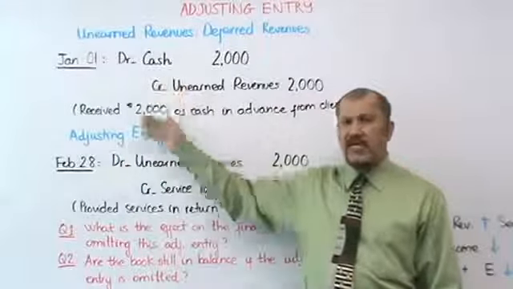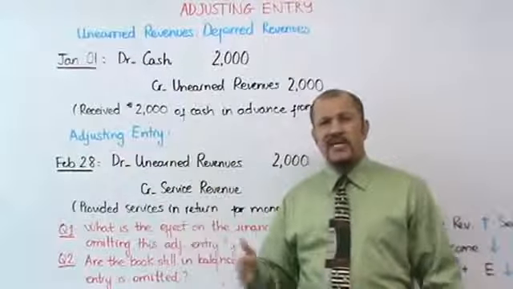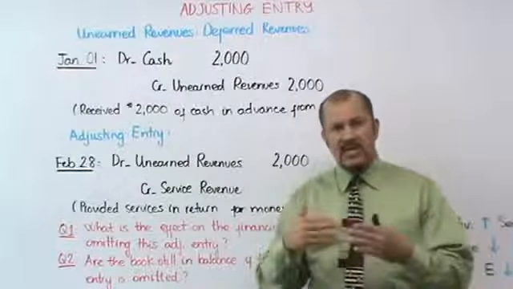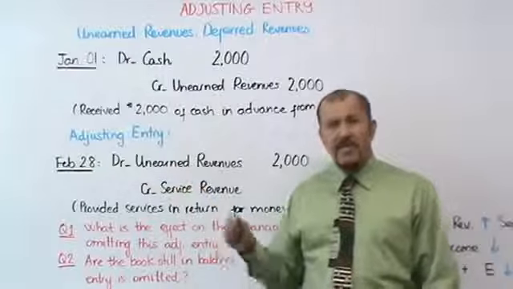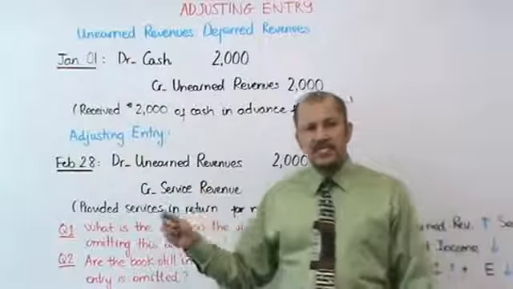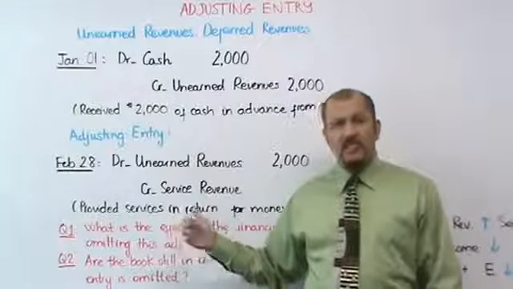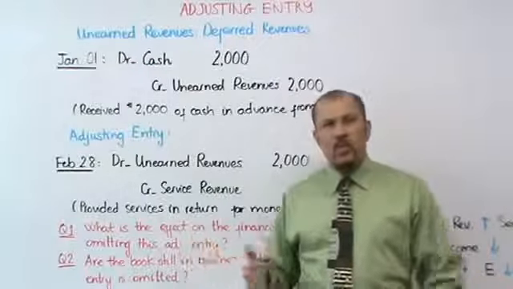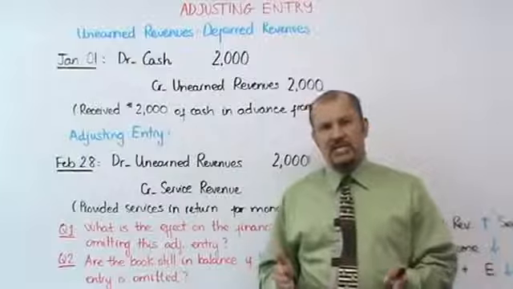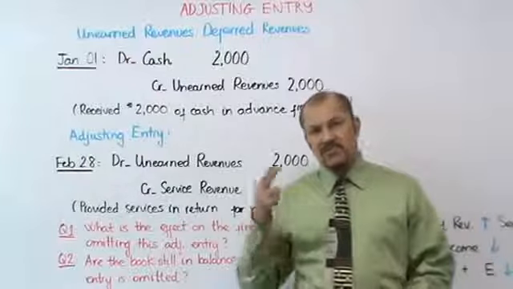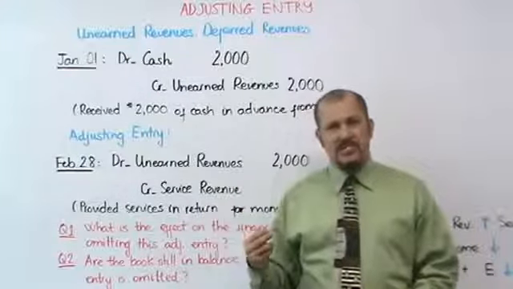Now let's fast forward to next month. This was in January. Next month, during the month of February, he starts the work and finishes it all in February. So if this is the case, then at the end of February, the CPA is required to make an adjusting entry. What is the purpose of this adjusting entry? The purpose of this adjusting entry is twofold. Remember, it's a double entry system.